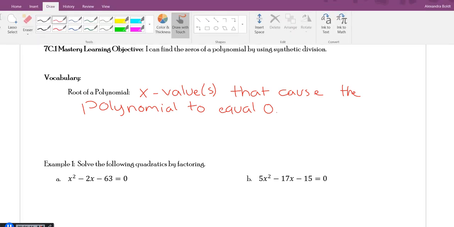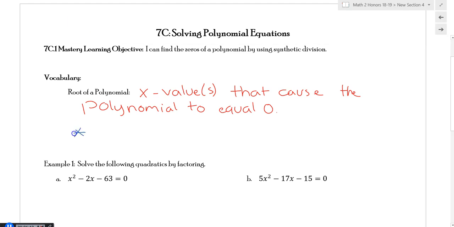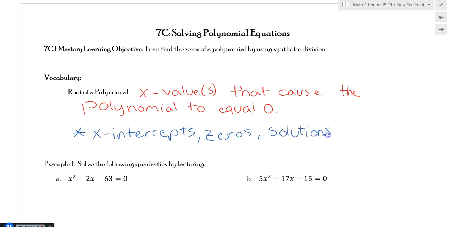It has lots of different names. It can also be called your x-intercept, which we've seen, right? So sometimes we'll refer to roots and x-intercepts are very similar. We'll also call these zeros or solutions. So anytime a question asks about any of these things, it's all really talking about the same thing.